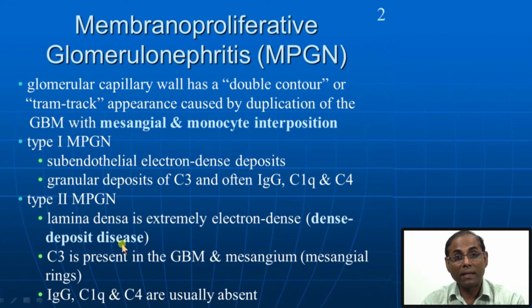So, they look like a dense deposit, and that is why we termed it dense deposit disease. There is only C3 deposit in the GBM and mesangium, and IgG is usually absent. So, this is not immune complex mediated MPGN. This is only the complement mediated MPGN. That is why the broad classification of MPGN on the basis of immunofluorescence microscopy is becoming much more important nowadays, and we are classifying them as immune complex mediated MPGN versus complement mediated MPGN.